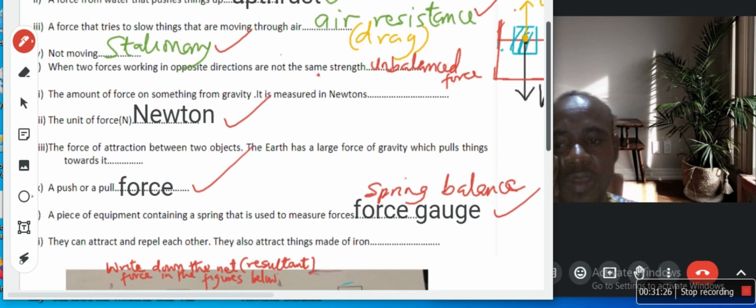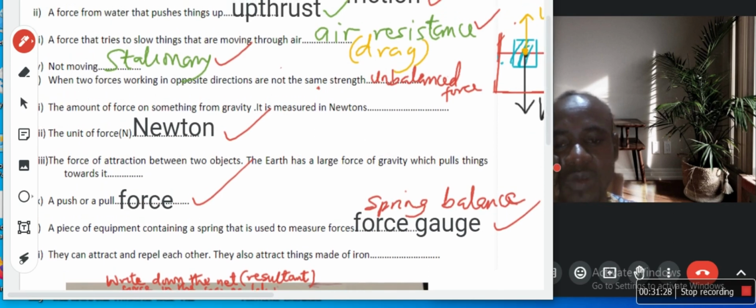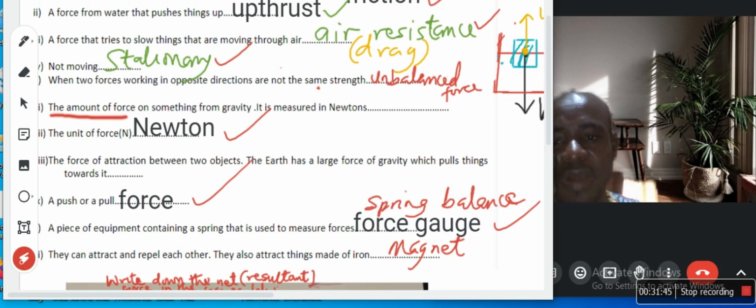Is this all? They can attract or repel each other. They also attract things made of iron. Have you answered this last one? No, we're almost done now. I don't know what it is. It's a magnet, of course. Oh yeah. How about this one? See the one I'm circling. The amount of force on something from gravity. It is measured in newtons.